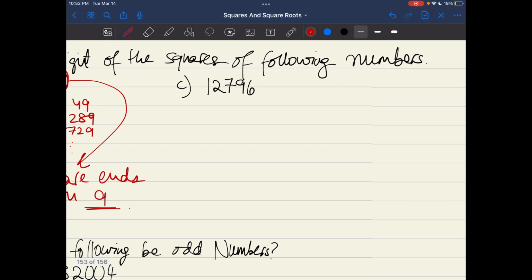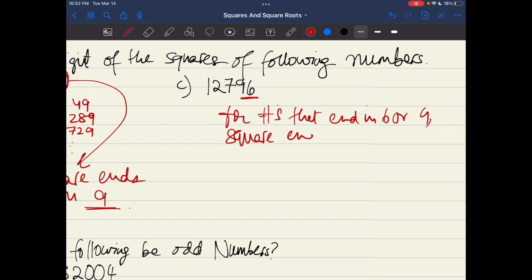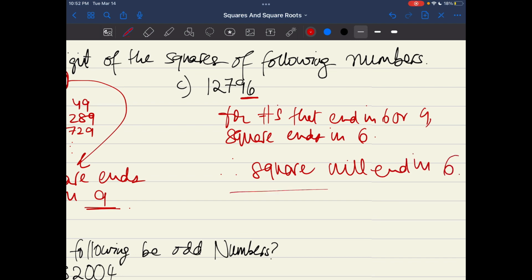Now let's move on to the last one for this question. We see it's 6. Again, we went through this topic before and we did cover, just like for the ones that end in 1 and 9, we covered for the ones that end in 6 and 4. And we know that for numbers that end in 6 or 4, square ends in 6. Therefore, the square will end in 6 in this case.